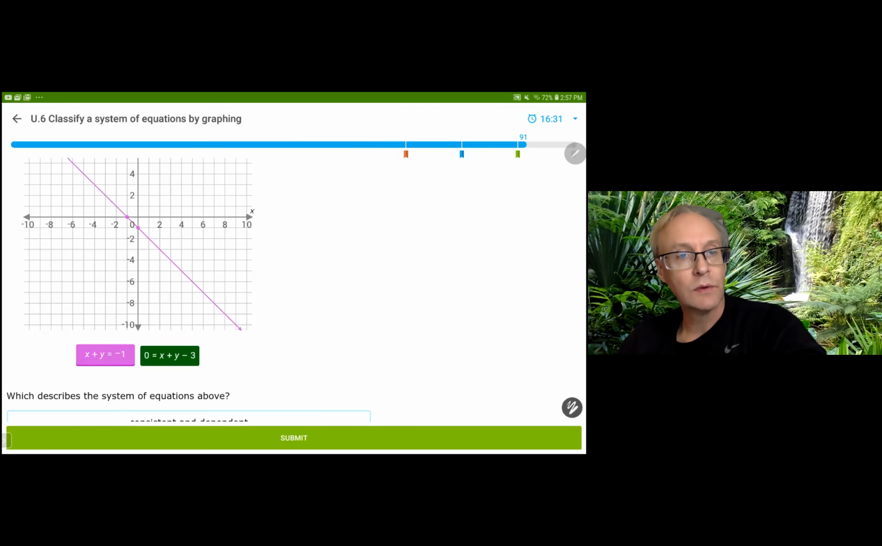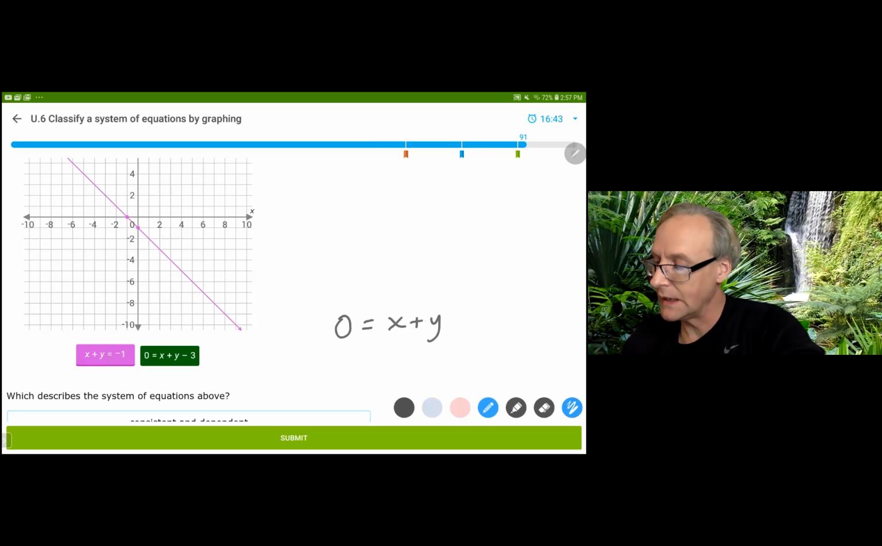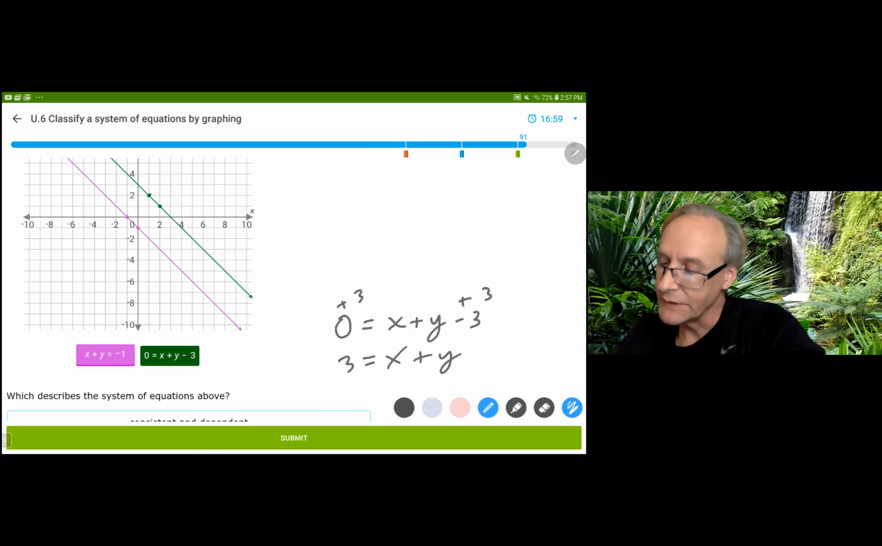Now this one, we want the x plus y to equal 3. And I should write it, but x plus y is equal to 3. Here's what I did. 0 equals x plus y minus 3. I just added 3 to both sides. So x plus y equals 3. How about 1, 2? 1 plus 2 is 3. And how about 2, 1? And 3, 0? And 0, 3? And notice that they're parallel, which makes them inconsistent.